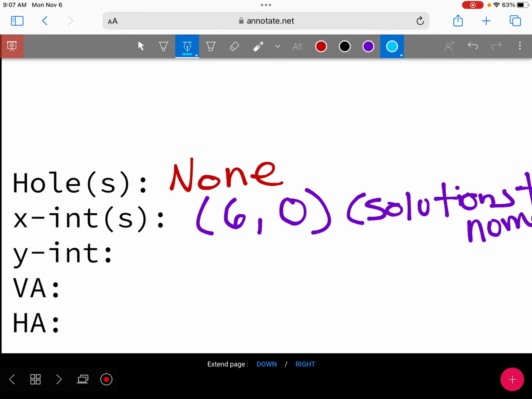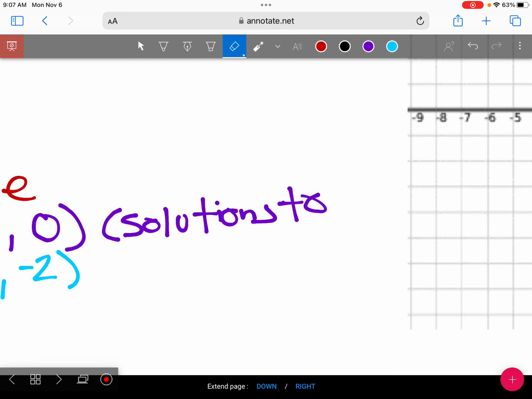Our y-intercept, that comes when x is 0. So we substitute in 0. If we substitute in 0, what do we get as a y value? -2. Because 0 plus 6 over 0 minus 3, 6 over -3, -2. Right? That does say solutions in numerator. Yes, sorry. I will write that better.